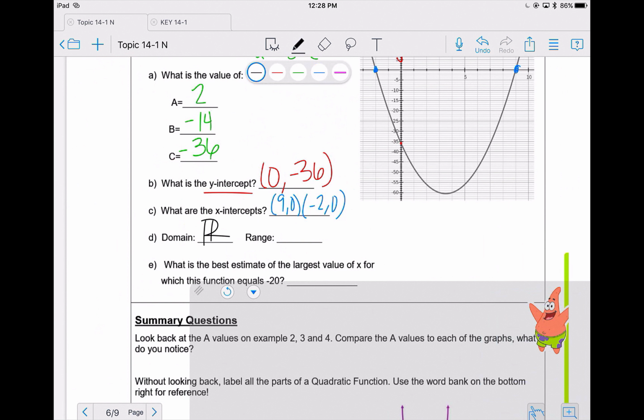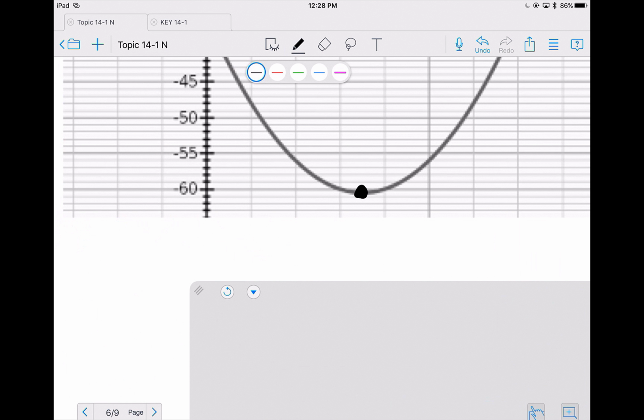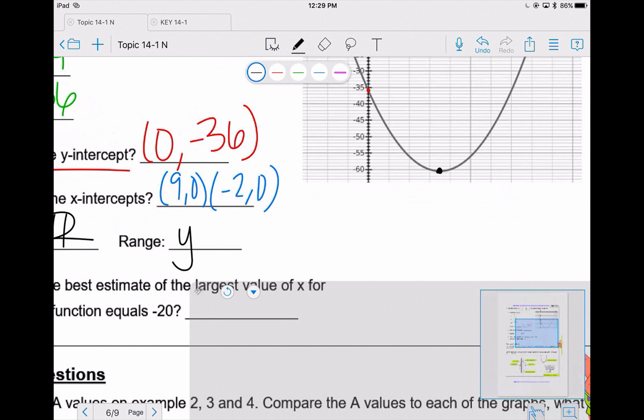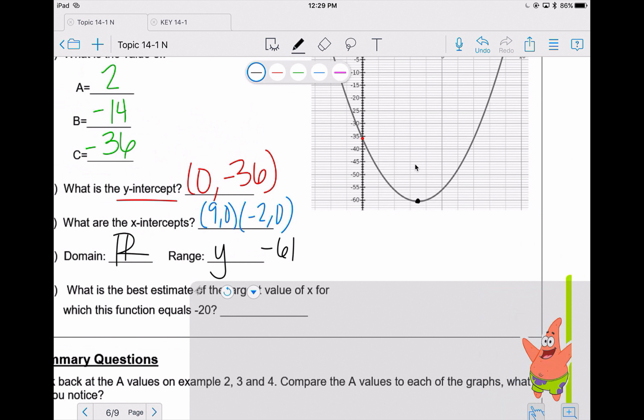Domain is always all reals. Range is from your vertex, but we don't have the vertex yet, so we need to go figure out the y point of my vertex. This is about -61. It could be -60, could be -61, so you can estimate there. And then because I have a minimum, my y's are going up, so my y's are getting greater than -61.